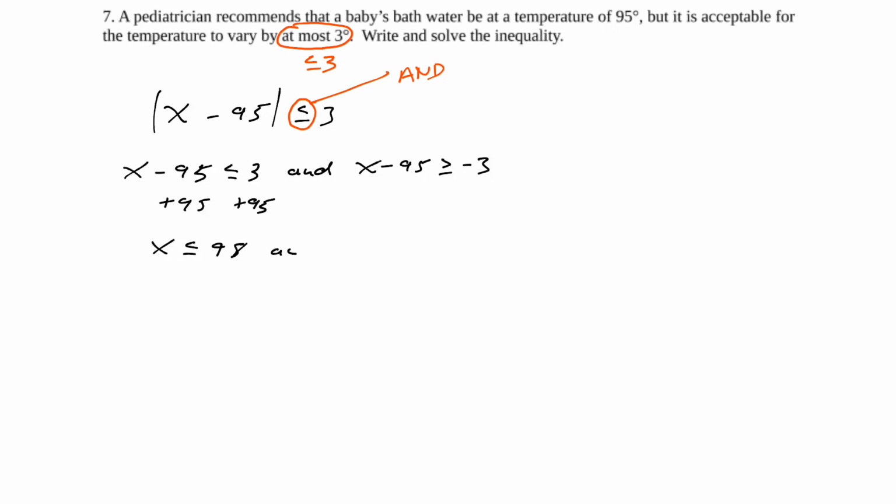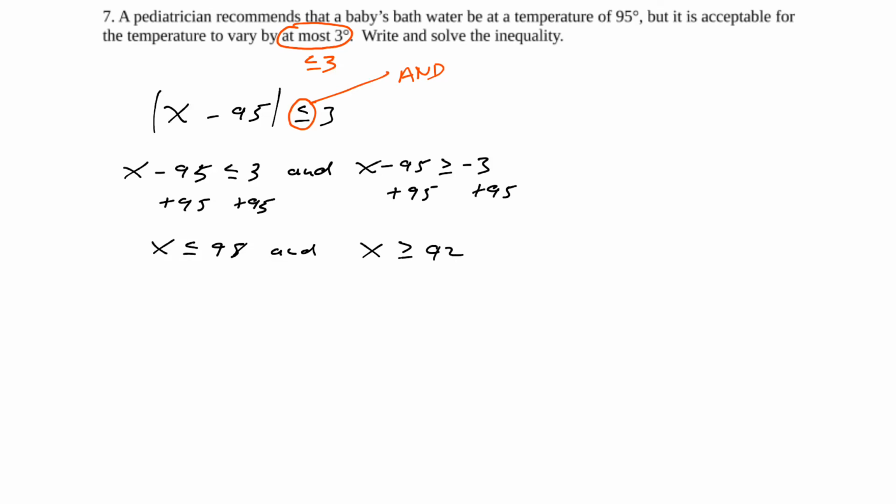And we solve the inequality on the right-hand side. So again, we add 95 on both sides. And this one, we get x is greater than or equal to negative 3 plus 95. That's going to be 92 degrees.